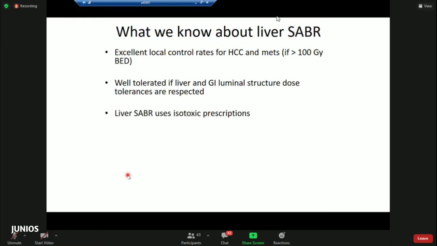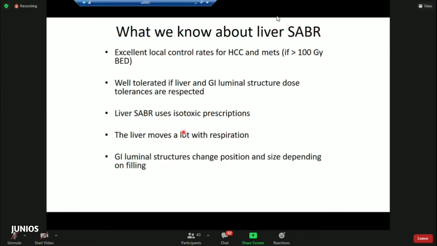So for liver SABR we use isotoxic approaches, and because the liver moves a lot, that isotoxic approach is heavily dependent on what kind of motion management process you apply. Therefore, physics can add more value in terms of simulation, motion management, and adaptive planning, etc. GI structures change positions, so we use a strict fasting protocol if they are adjacent to the target or the healthy liver. And then we have to very thoroughly monitor during the IGRT and the planning process. So how do we deal with the simulation, imaging, and motion management IGRT for the liver and surrounding OARs? That's what we cover for the rest of the talk.